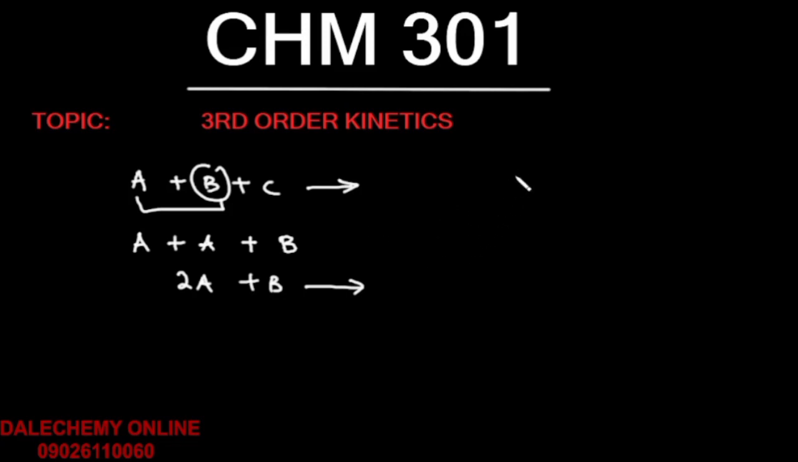Okay, so now the third way is when the three of them are the same. So in this case, both B and C are the same and they will also be the same as A. So which will give us 3A to give the product. So these are the three ways we can have our third order kinetics.